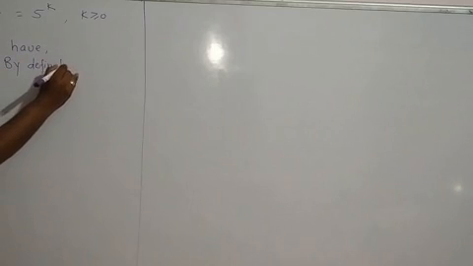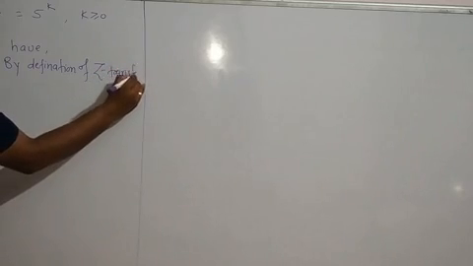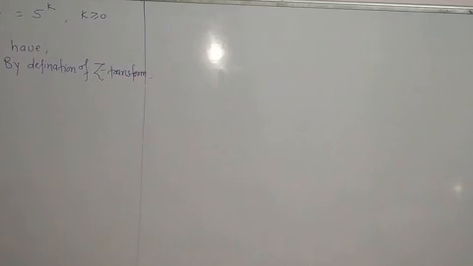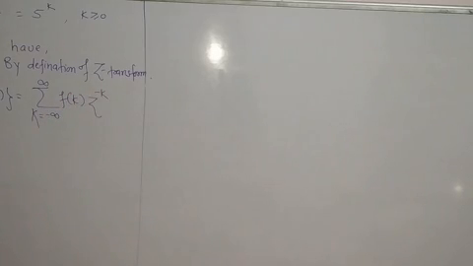So we will start again with the definition. By the definition of the z transform, we get Z of f of k is equal to the summation from k is equal to minus infinity to infinity of f of k z raised to minus k.